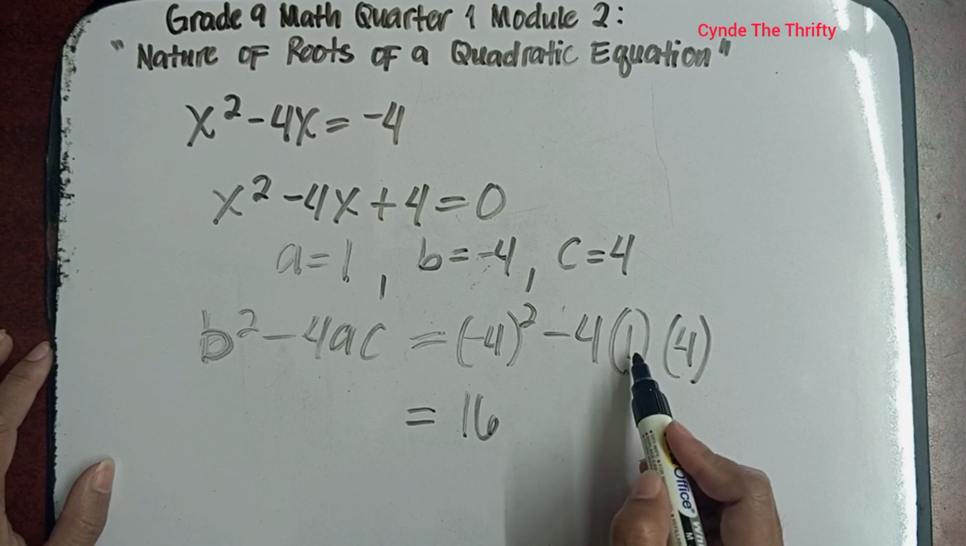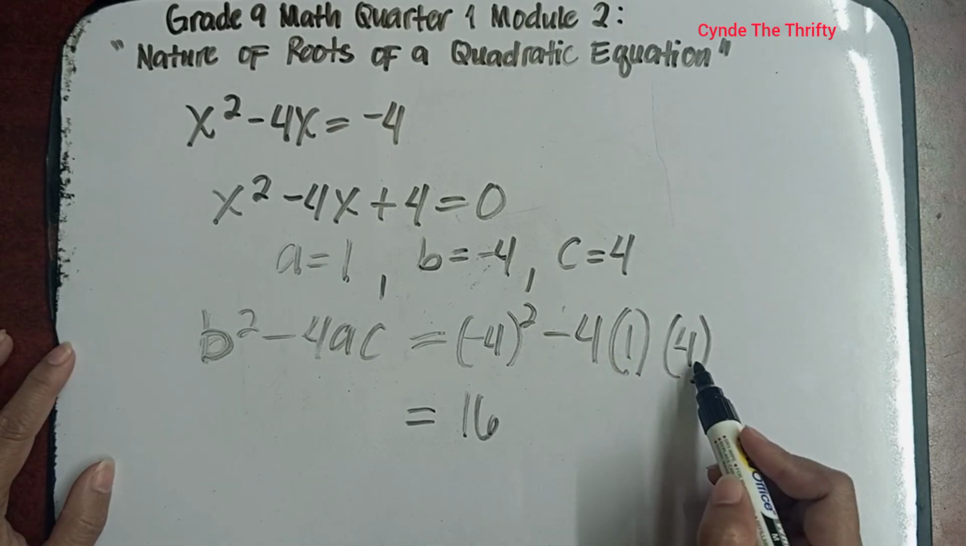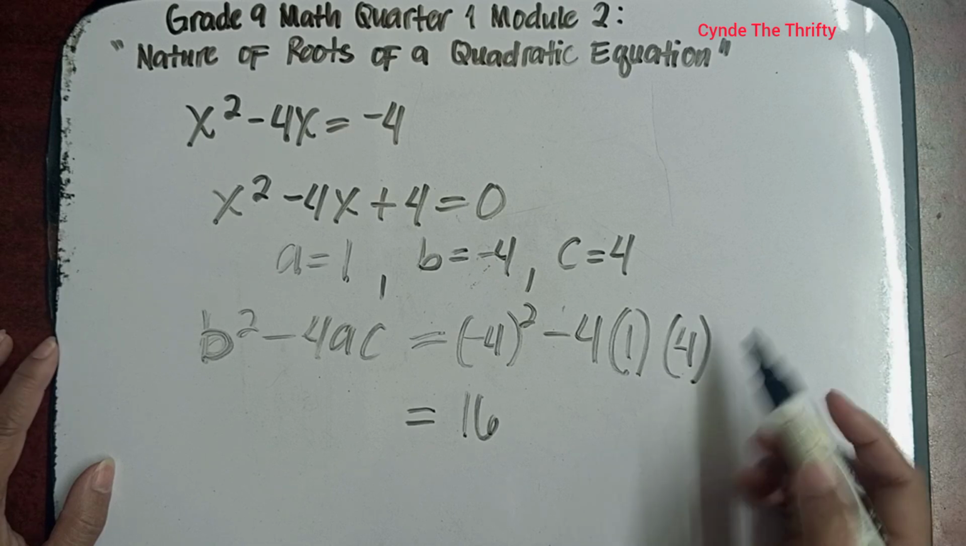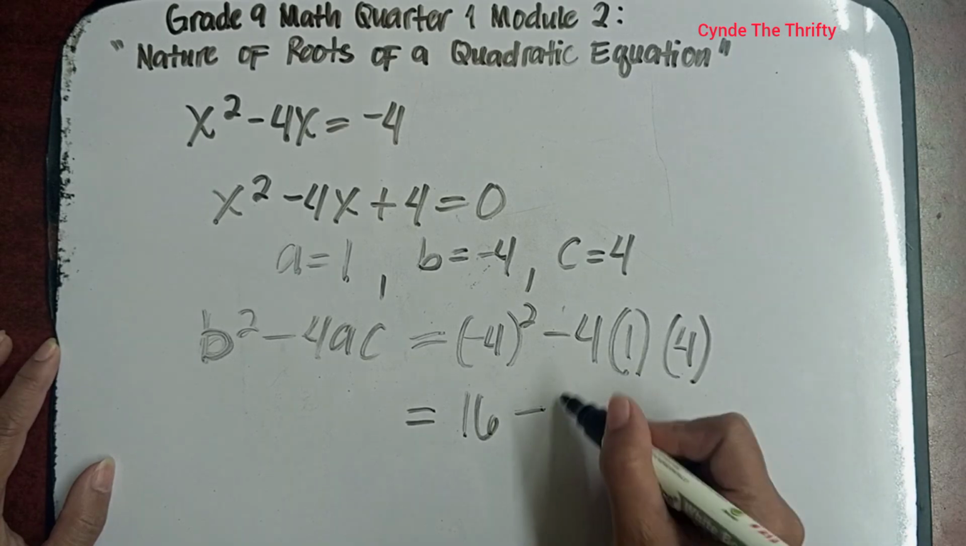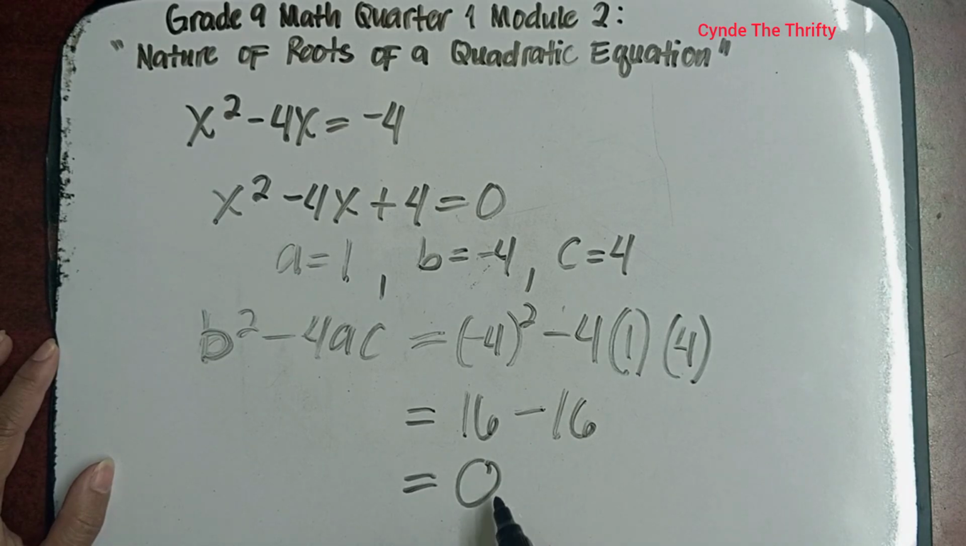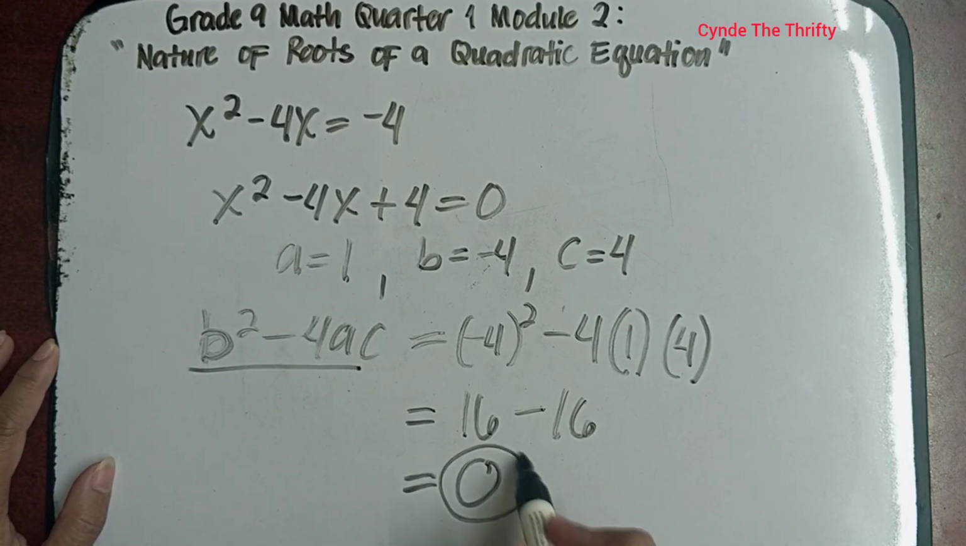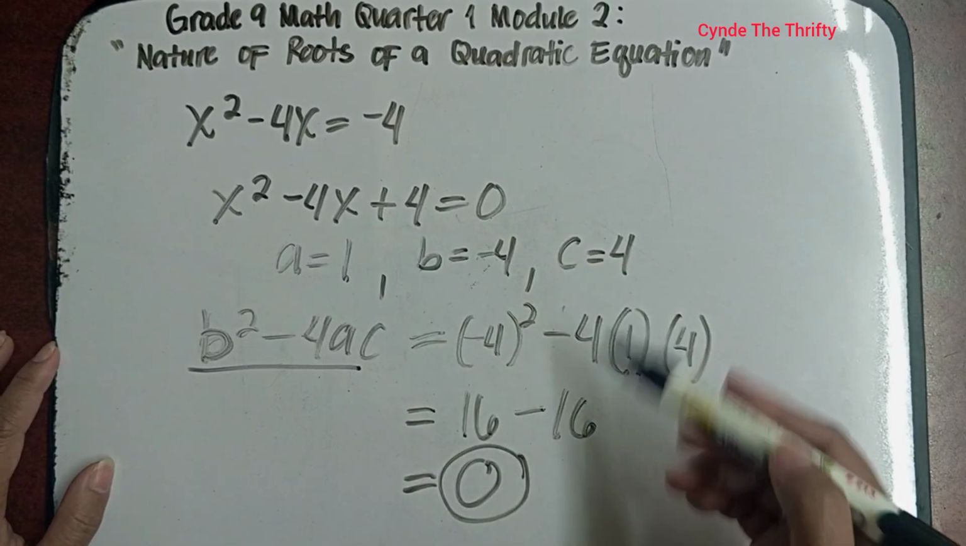Negative 4 times positive 1 equals negative 4. Negative 4 times positive 4 is equal to negative 16. Okay. So, that is 0. So, ang value ng ating discriminant na b squared minus 4ac is 0. Okay, so ganito ang pagkuha ng ating discriminant.